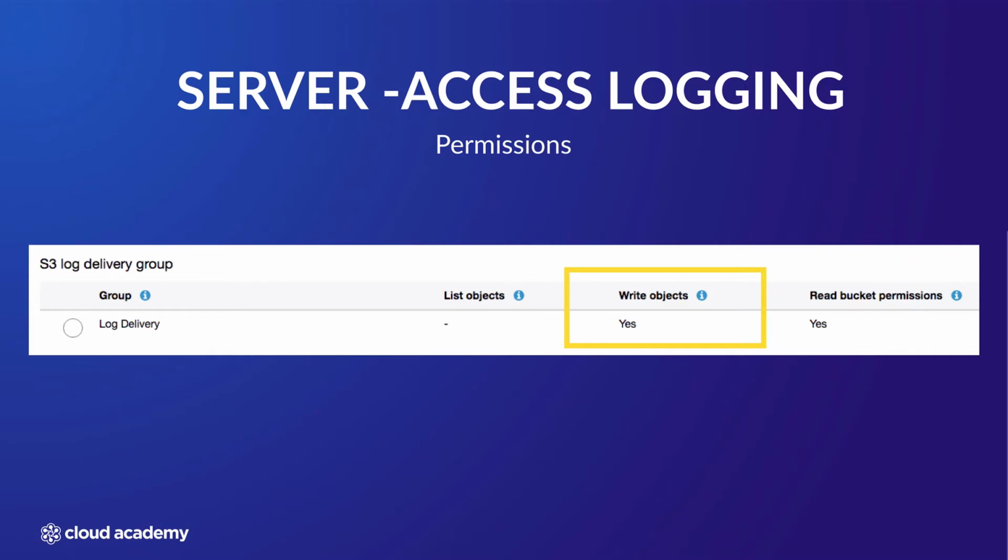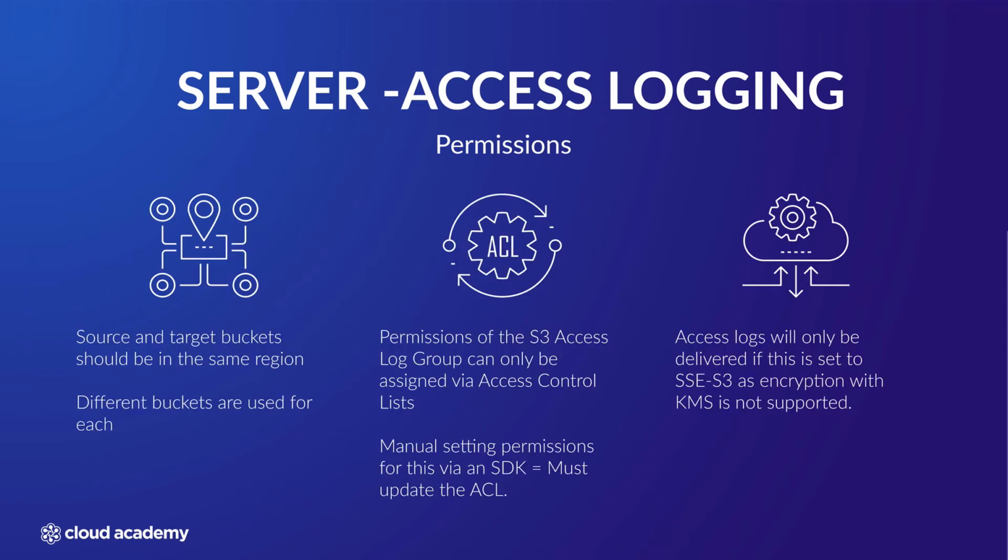Following the example above, if I look at the access control list under the permissions tab of the target bucket S3 deep dive logging, I can see that the log delivery group has both write and read access to the bucket. Before I continue, there are some points regarding the configuration of server access logging that you need to be aware of. Firstly, and as I've already mentioned, both the source and target buckets should be in the same region, and it's best practice that different buckets are used for each.